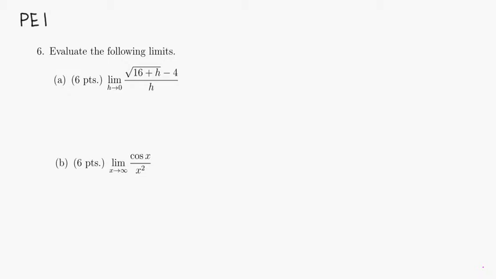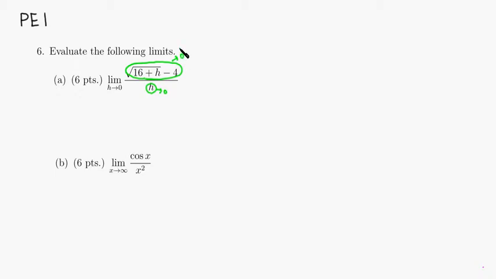Alright, let's look at practice exam 1, problem number 6. Let's look at part A. You can see that as h approaches 0, the denominator goes to 0, and the numerator also goes to, square root of 16 is 4, minus 4, so the numerator goes to 0. Alright, so we're going to have to do something.